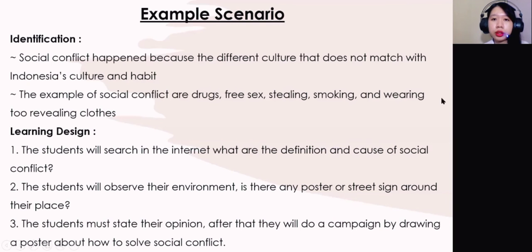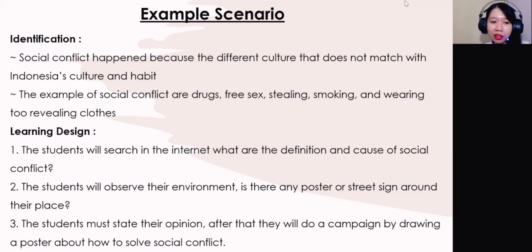Here is the example of the scenario. Like what I mentioned before, start from the identification part. The students define that social conflict happens because of different culture that does not match with Indonesian culture and habits. Second, as they searched on the internet, they found that examples of social conflicts are drugs, free sex, stealing, smoking, and including wearing too revealing clothes.